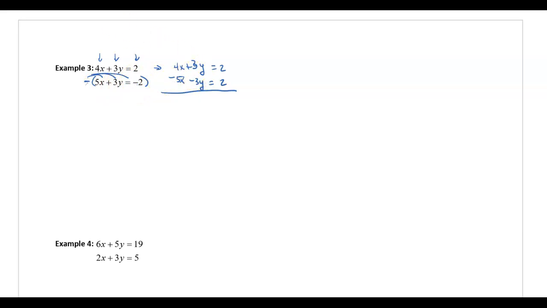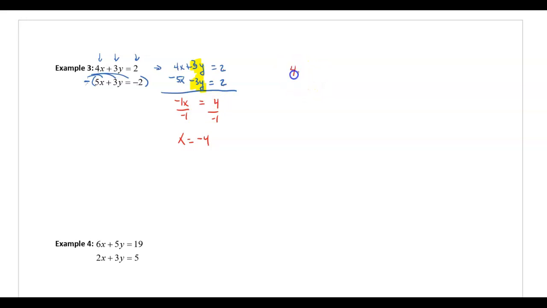Now if you notice here, when I add the y's, what are they going to add up to? Right? They will add up to 0, which is what I want. So now if I go 4x minus 5x gives me negative 1x. My y's cancel. 2 plus 2 is 4. And when I divide both sides by negative 1, I get 4 divided by negative 1 is negative 4.